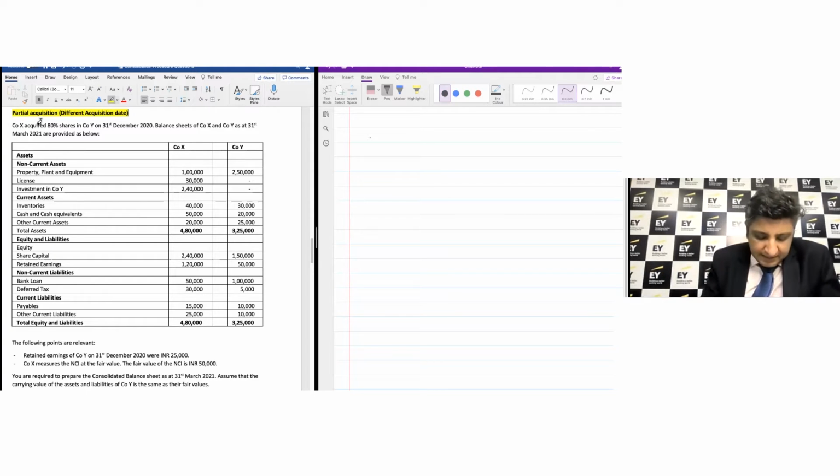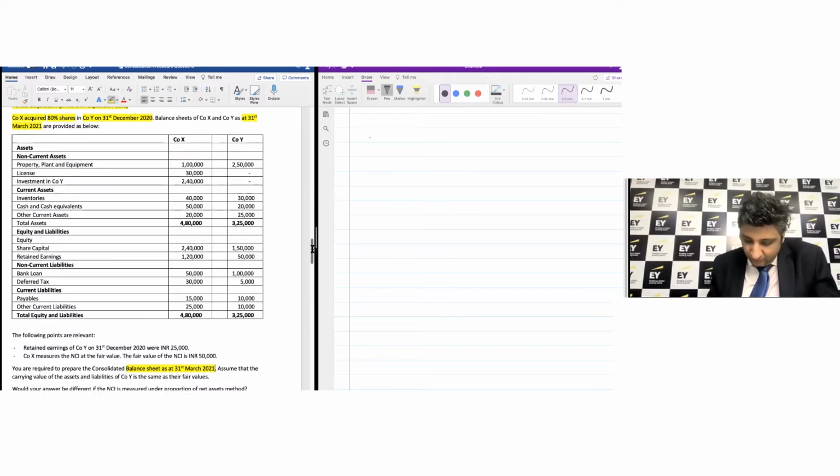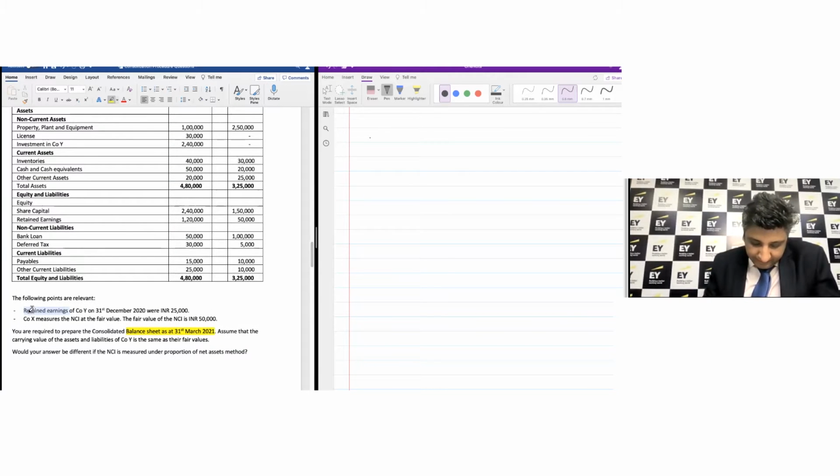It says that X acquired 80% shares in Y on 31st of December 20. The balance sheet is on 31st of March 21. So the acquisition has happened three months prior to the reporting date, right? All the information about assets, liabilities, etc. are provided, but also it is said that the retained earnings of company Y on 31st of December 2020 is given as 25,000 and the NCI is measured at fair value. Also, there is one more adjustment which we want to bring along. It says, would your answer be different if NCI is measured under the proportion of net assets method, right?